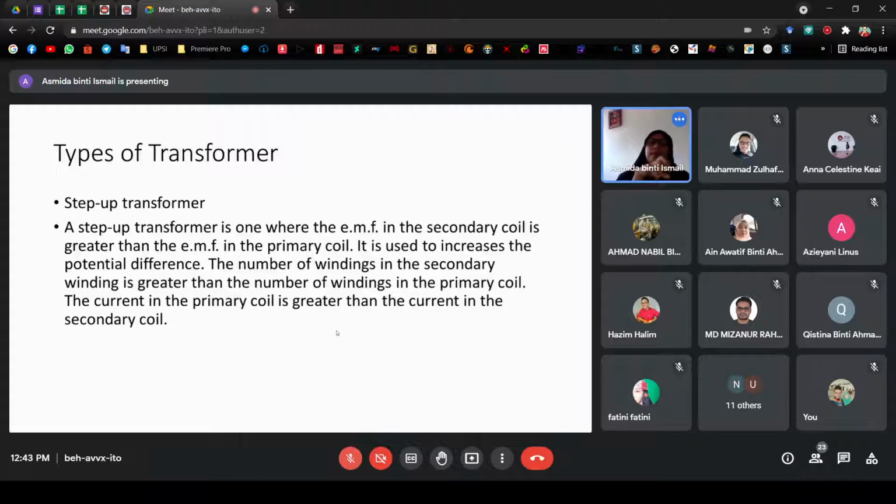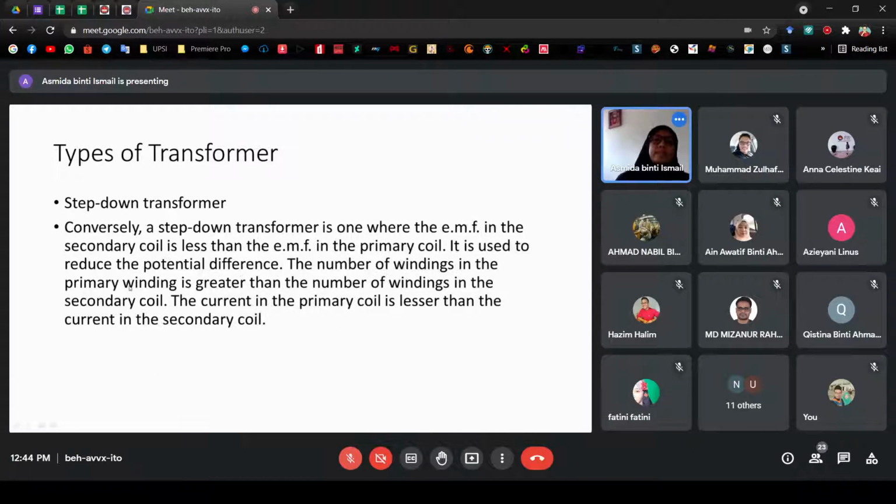Okay. For example, if you have a voltage input of 20 volt, you need to use a step up transformer to convert it into 100 volt. Okay. So pengubah injak naik or step up transformer ni, kita gunakan dia untuk menaikkan voltan ataupun menaikkan arus kita. Okay. And a step down is used to step down, pengubah injak turun.